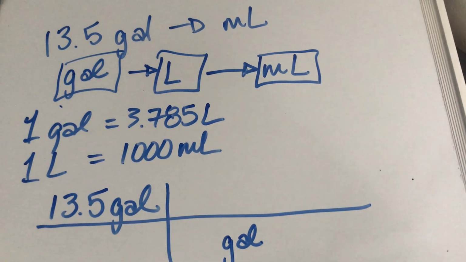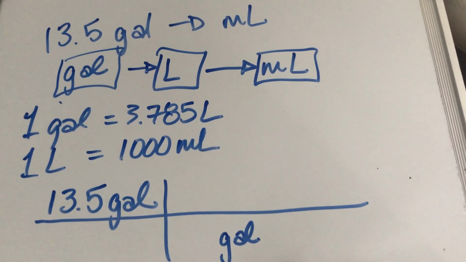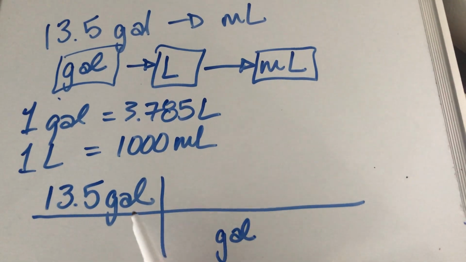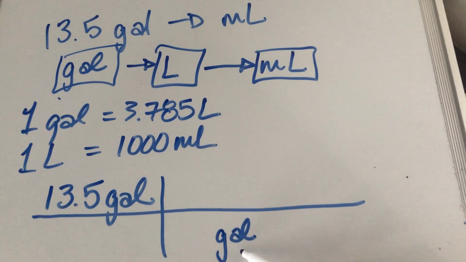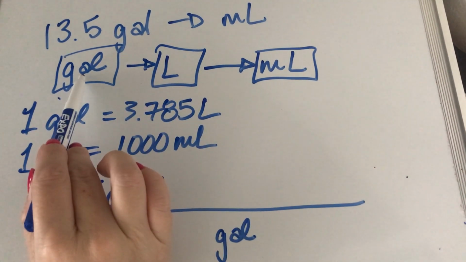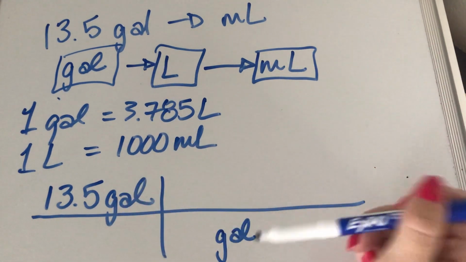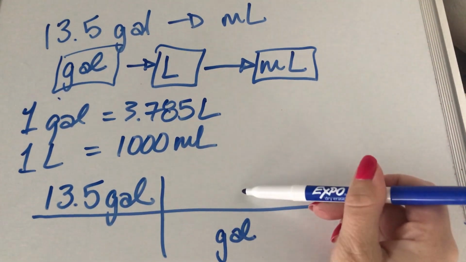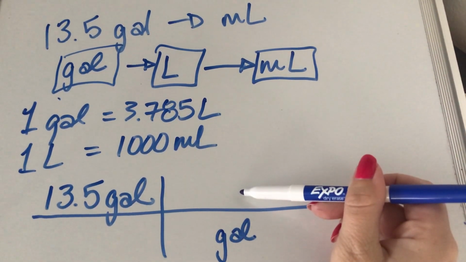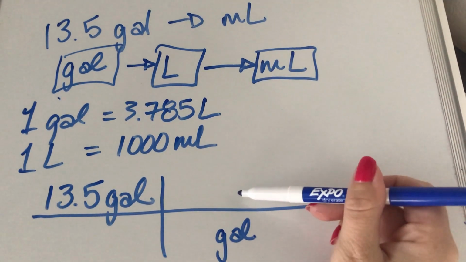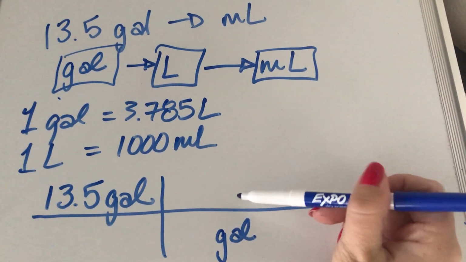Yeah, so we're trying to get rid of it, right? Exactly. We're trying to cancel out gallons, so we want gallons on the bottom. And so we know when we started out with gallons that we were going to have to go to liters first. So if we've got gallons down here, what's going to go up top? Liters. Everybody comfortable with that?